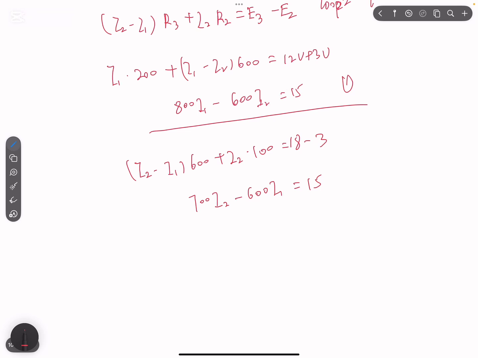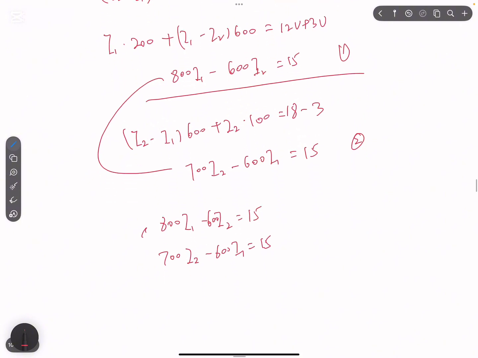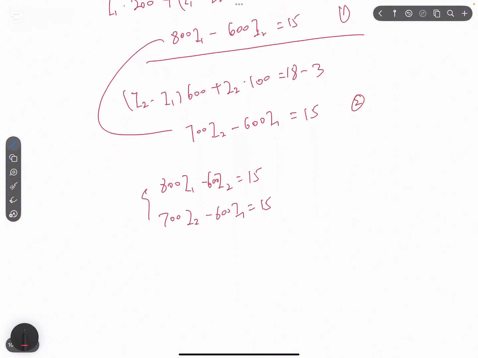Now we just need to combine these two equations in order to solve for I1 and I2. 800 I1 minus 600 I2 equals 15, and 700 I2 minus 600 I1 equals 15. By using math, we can get I1 equals 97.5 milliamps and I2 equals 105 milliamps.